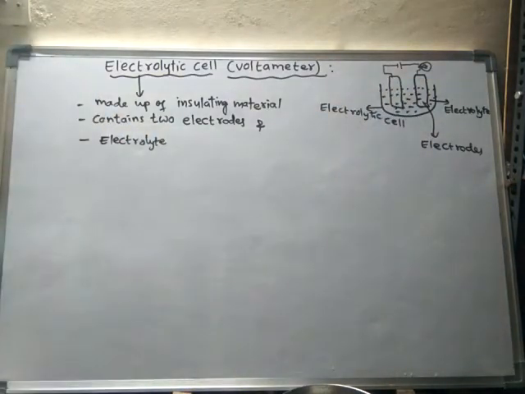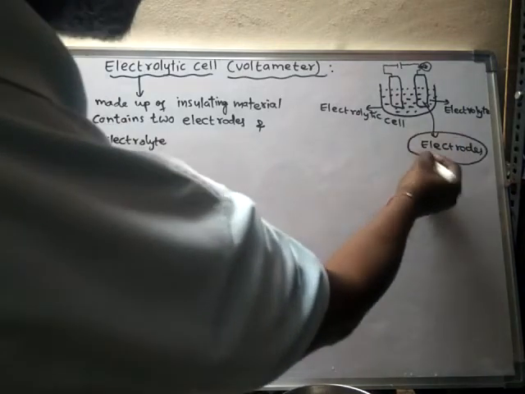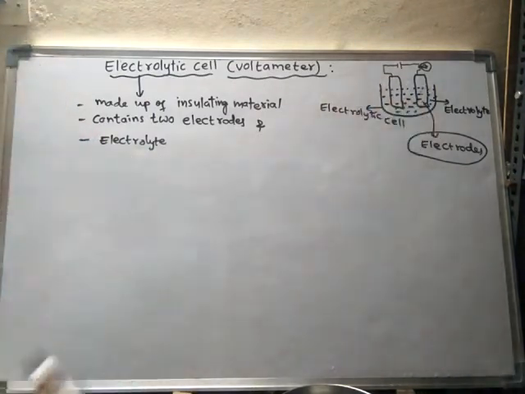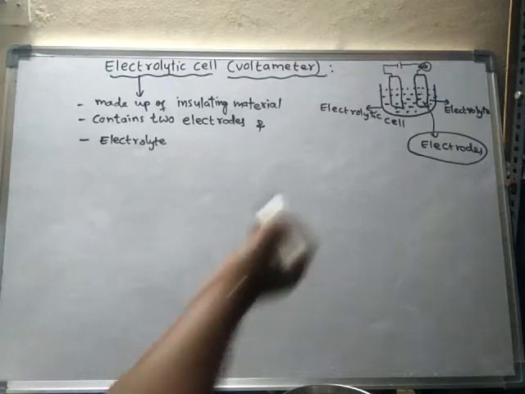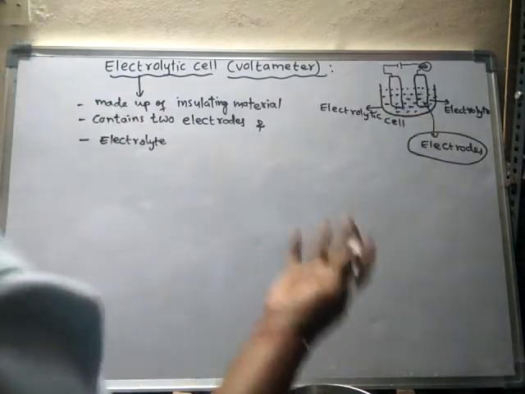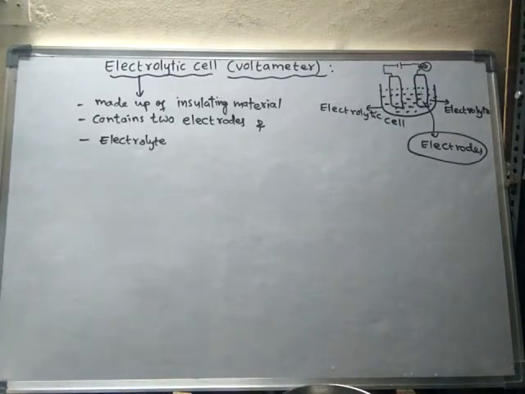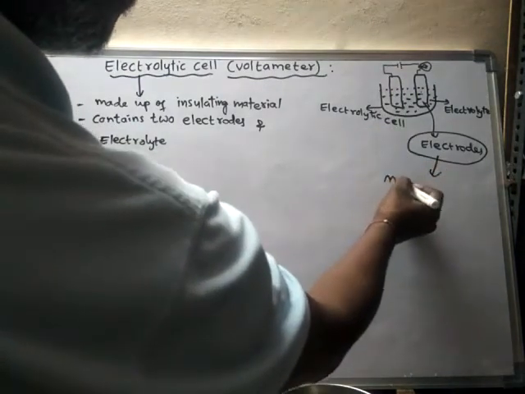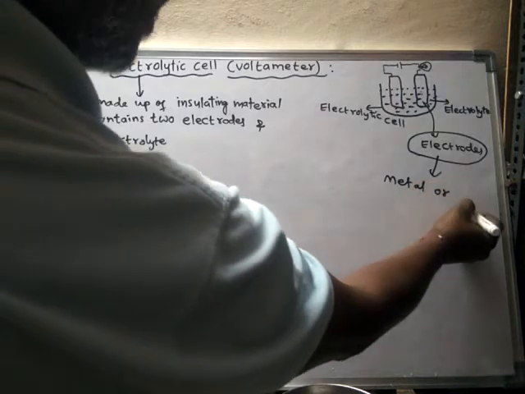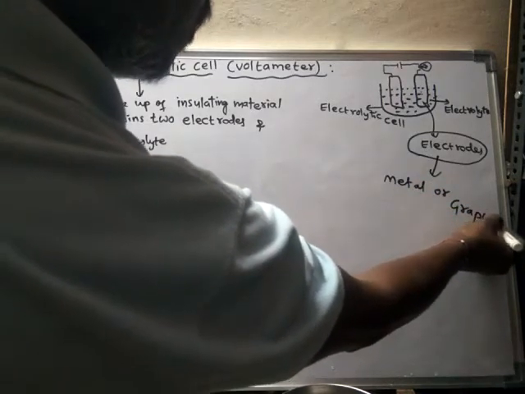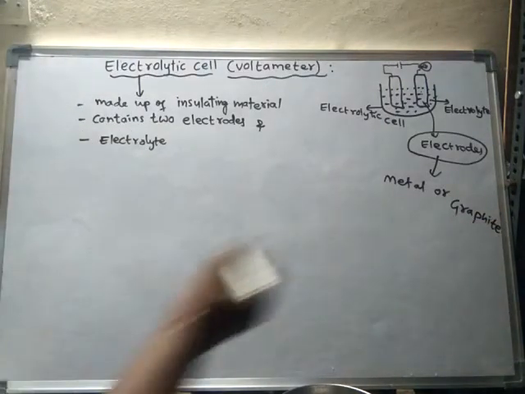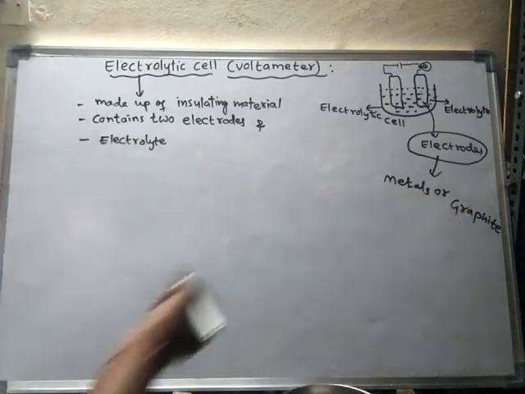Then what are electrodes? Actually, there are a pair of electrodes. These two are electrodes, a pair of rods. They may be in the form of rods or in the form of plates. These electrodes are made up of either metal or graphite, because graphite is also a good conductor of electricity. Hence, the electrodes are made up of either metals or graphite.